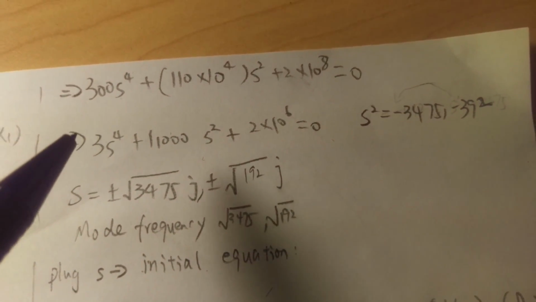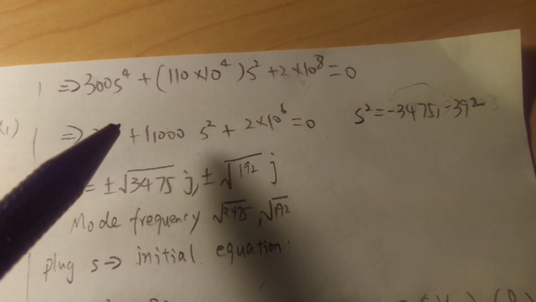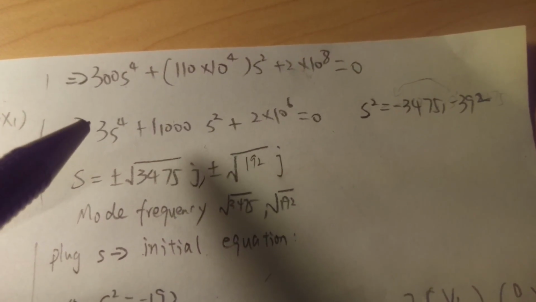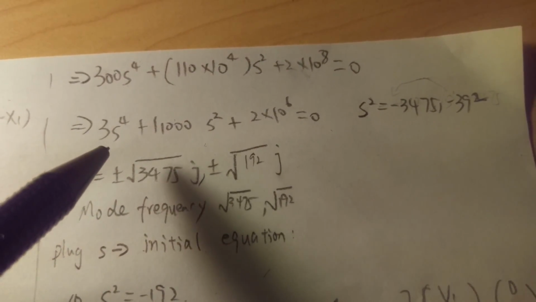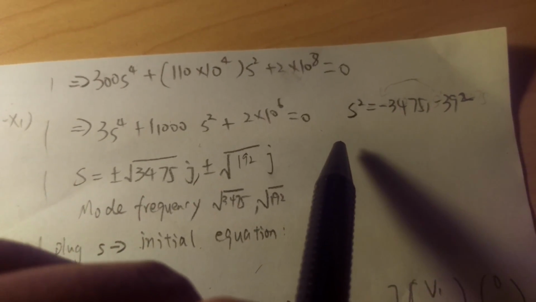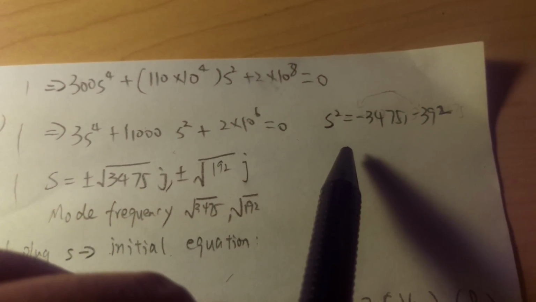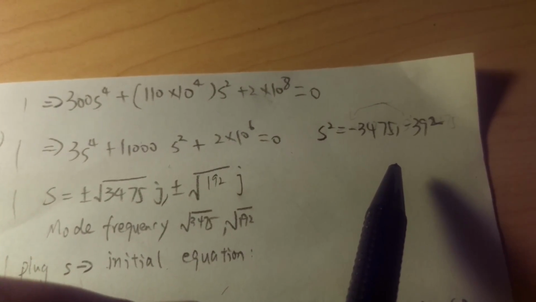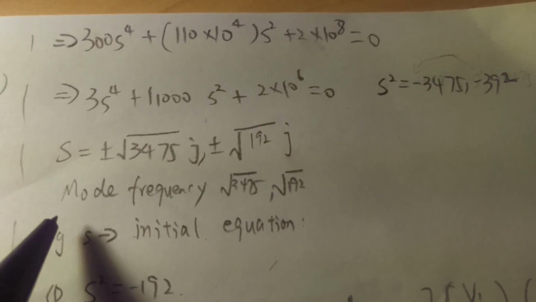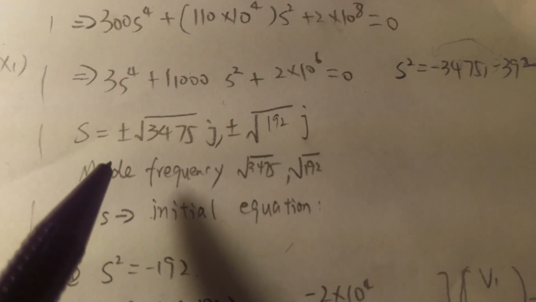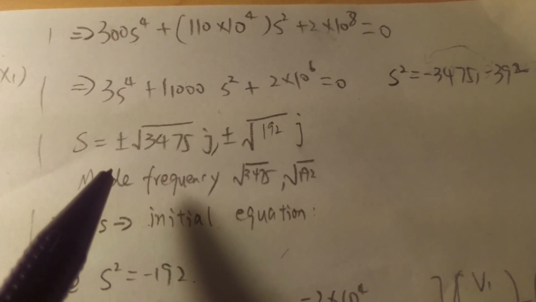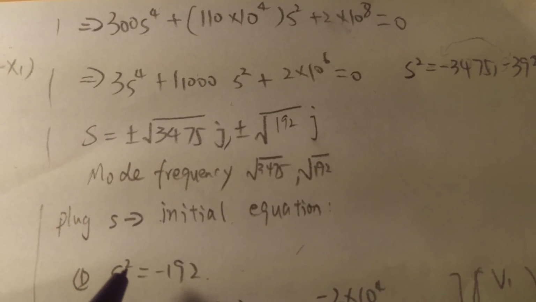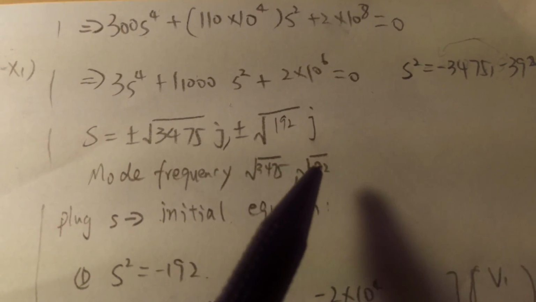As I showed here, we can get this equation, and we use it to solve the problem, as we can get s squared equals minus 3475 and minus 392. So s equals the square root of 3475 j and the square root of 192 j. This is the mode frequency as shown here.